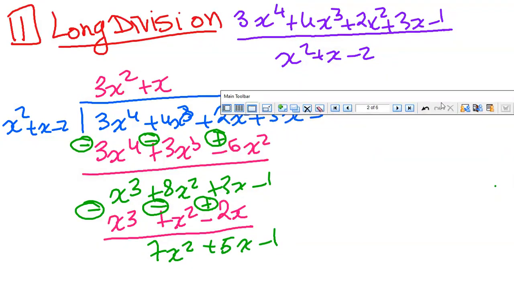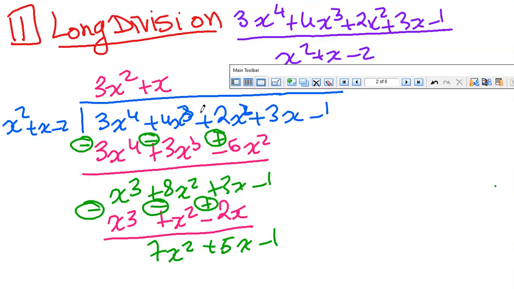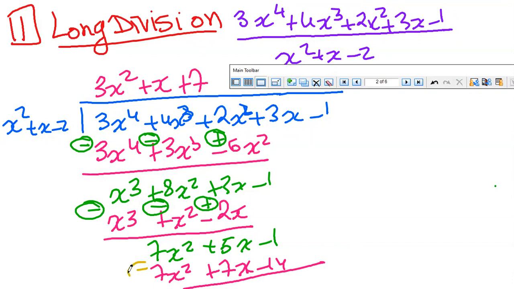Can I continue the division? Yes. What times x squared gives me 7x squared? It's plus 7. So I will multiply by 7. It will be 7x squared plus 7x minus 14. And then again, I need to subtract. Change the sign, so it's minus, minus, plus. So 7x squared minus 7x squared, 0. 5x minus 7x, minus 2x, and here minus 1 plus 14, it's plus 13. And this is the remainder of the division.